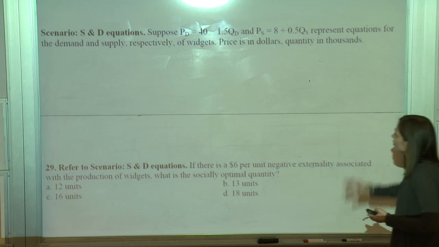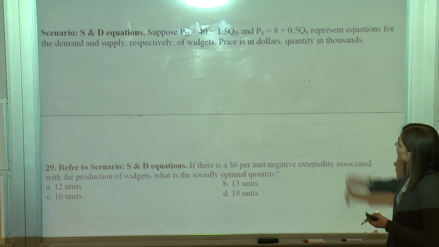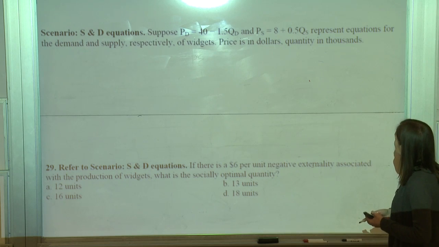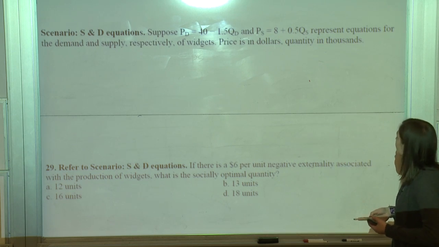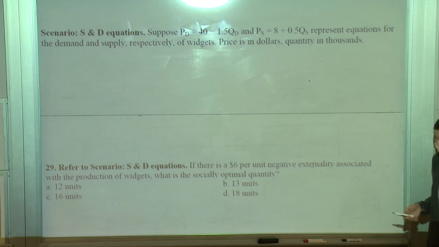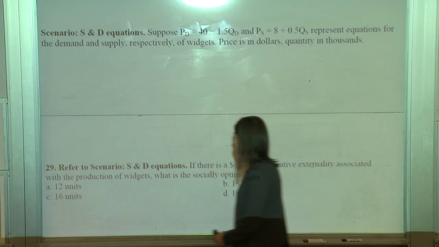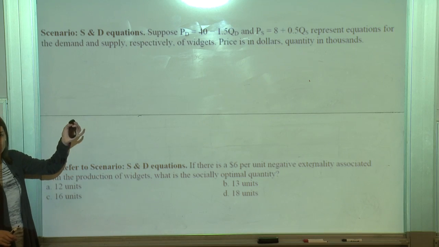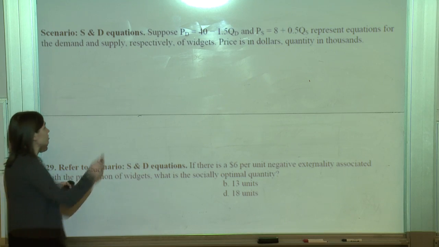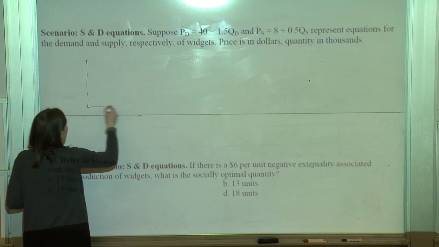All right, so we have a supply curve and demand curve for widgets. Prices in dollars, quantities in thousands, right? If there is a 6 per unit negative externality associated with this market, what is the socially optimal quantity? Okay, so again, we're given the curves in terms of equation, and let's draw the picture now and see what's going on.